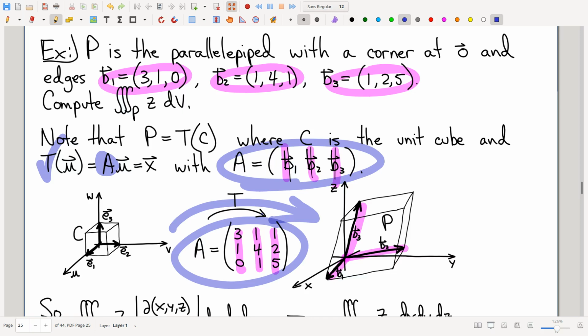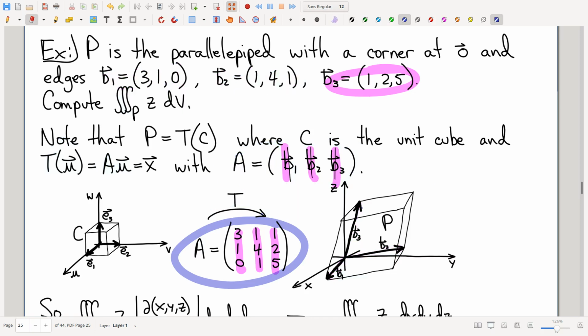So again, I'm going to show you why this works out so well momentarily. But the big trick to remember: the edge vectors defining the parallelepiped, make those the columns of your matrix. Okay, so who cares? Why is this a good thing?